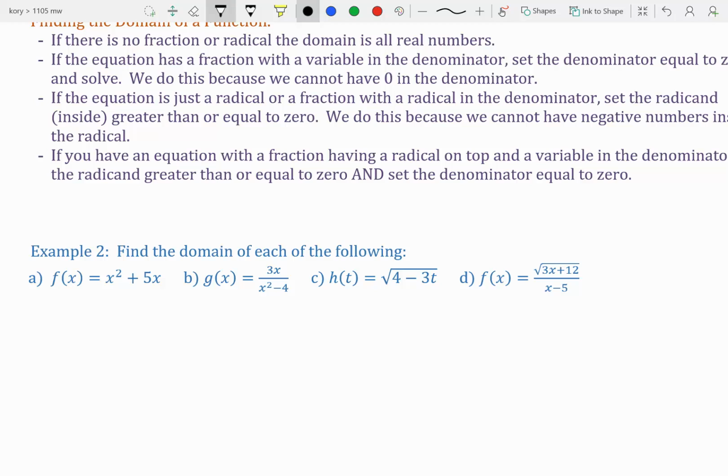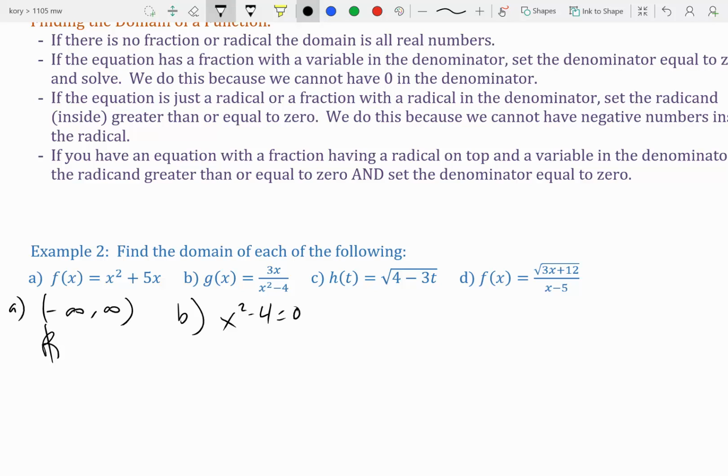So the first one, part A, there is no radical, there is no fraction, so A is all real numbers. To write that in interval notation, that's negative infinity to positive infinity, or a line through it, or just say all real numbers. So part B, we have a fraction. If we have only a fraction, all we care about is the denominator because 0 can't be in the denominator. So what makes the denominator 0?